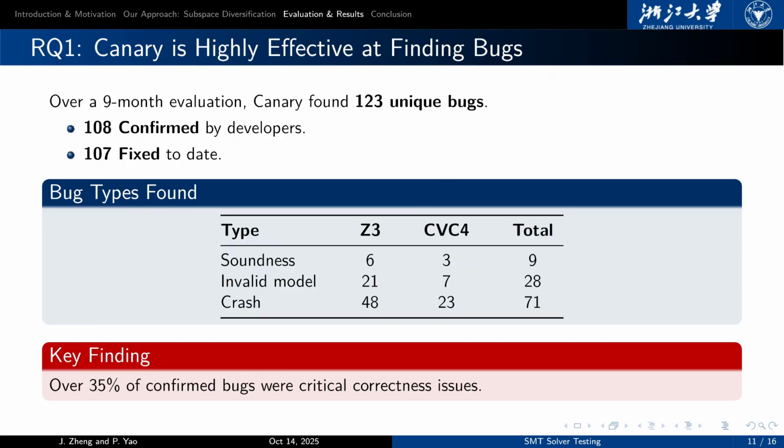These are not minor crashes. They are critical correctness issues. Over 35% of confirmed bugs were soundness errors and invalid models. These bugs can silently corrupt verification results. To give you an idea of the effort required to fix this, we looked at the code commits. In total, developers modified 196 files and over 5,600 lines of code to address the bugs we found, showing these were non-trivial issues.